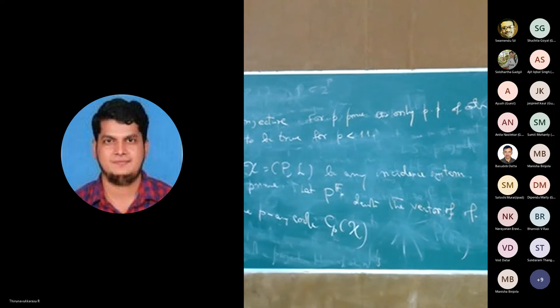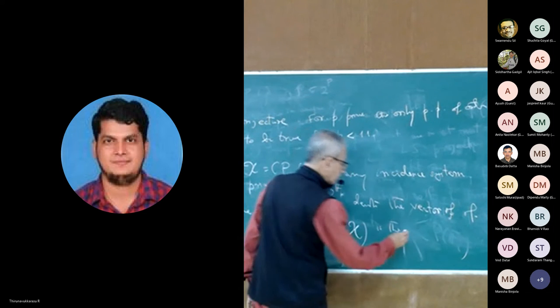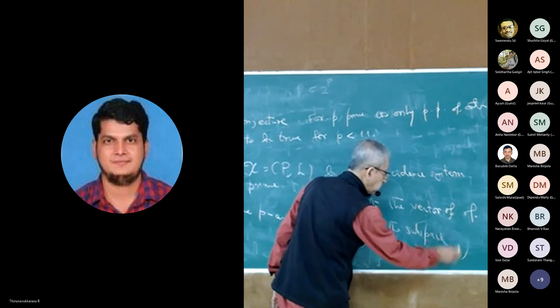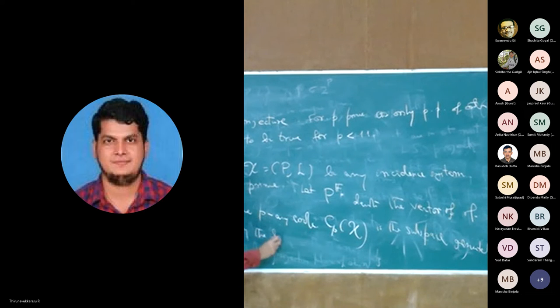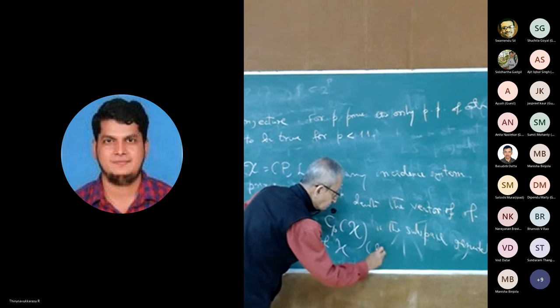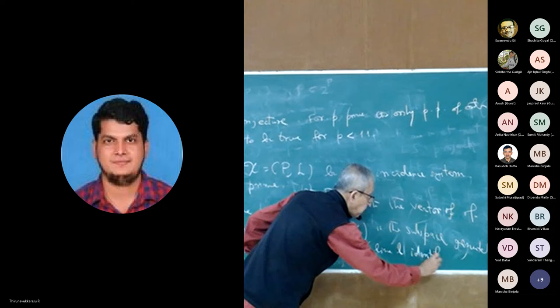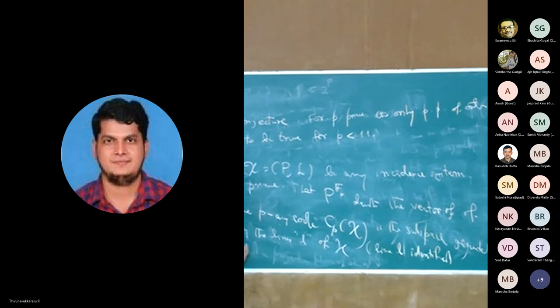The F_P code of the incidence system is the subspace generated by the lines L of X. What do I mean? I identify any line with its characteristic function: a function L from the point set to F_P, where L of x is 1 if x belongs to L and 0 otherwise. A characteristic function, except that we are thinking of it as taking values in F_P.